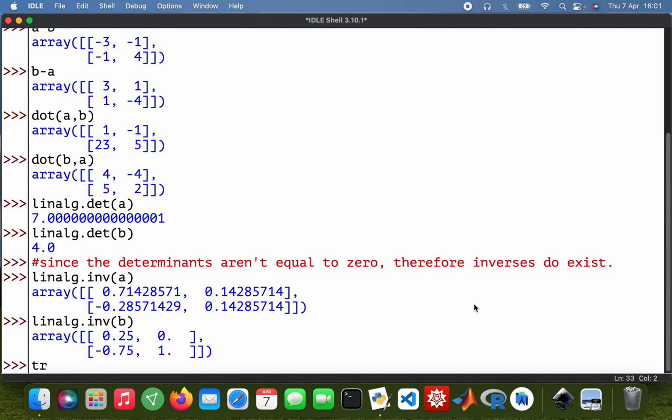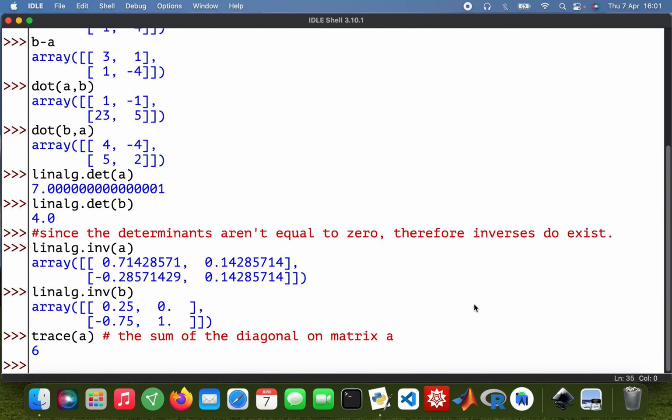Okay, right, and then I also want to find the trace of each matrix. So trace A. So I'll put a comment there. My matrix. Oh, sorry, the sum of the diagonal on matrix A. Okay, so trace B.